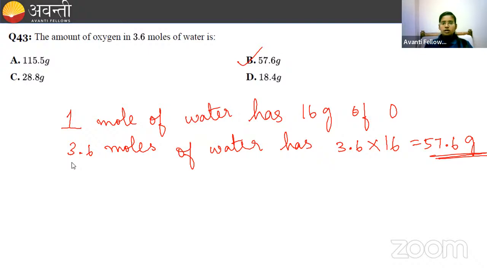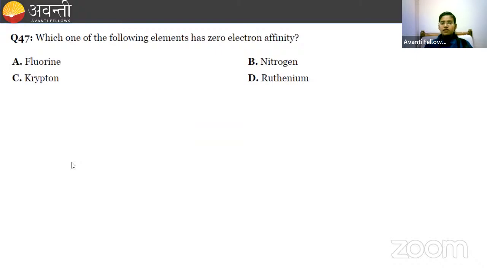Next, coming to question number 47. Which one of the following elements has zero electron affinity? So what is meant by electron affinity? The energy released from an isolated gaseous atom when an electron is added to it is called electron affinity.